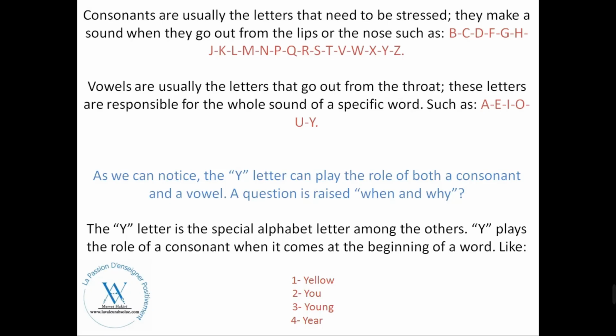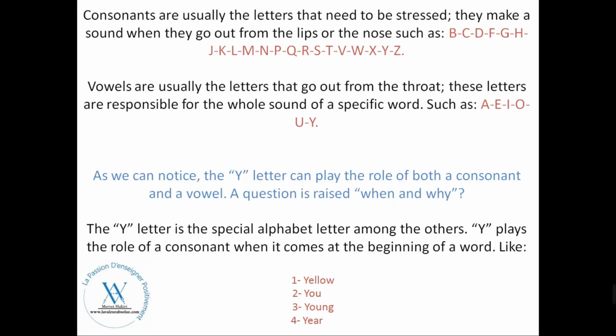and the tongue. So we have the B, C, D, F, G, H, J, K, L, M, N, P, Q, R, S, the T, V, W, X, Y, and finally the Z. These are the 20 consonants in the alphabet letters.